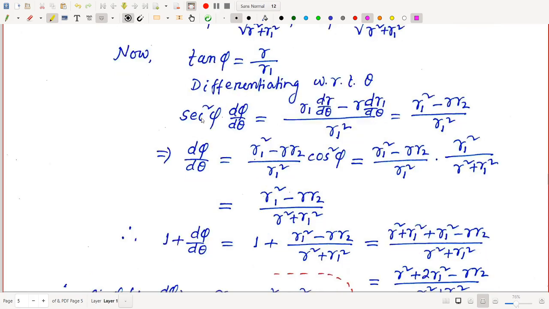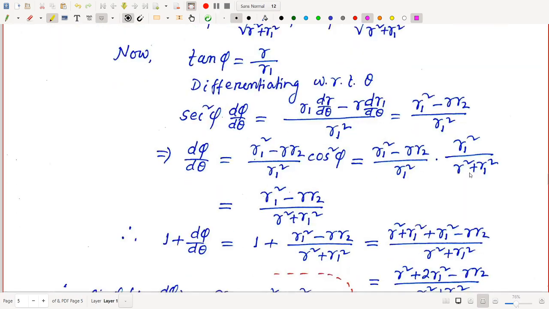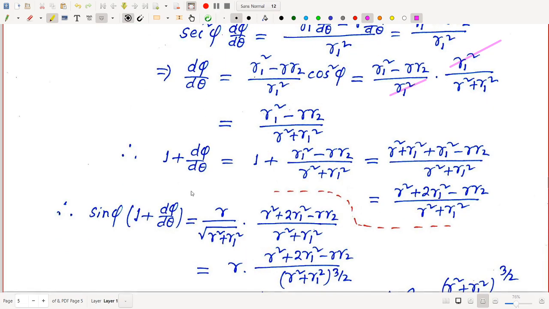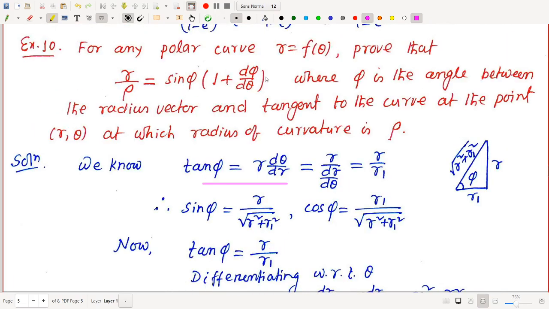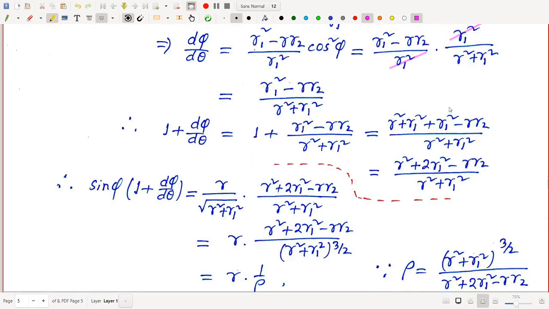Now sec² φ, when it comes to the right side, becomes 1 by sec² φ, meaning cos² φ. But the cos φ value we have seen is r1 by root over r² plus r1². So cos² φ will be r1² by r² plus r1². Substitute it here. Then this r1² gets cancelled, and what we get? r1² minus r2 by r² plus r1². Now as per the question, what we have to show? Sin φ into 1 plus dφ by dθ. So we have added 1 plus dφ by dθ. Add 1 to the right side also. Take LCM and get r² plus 2r1² minus r2 by r² plus r1².